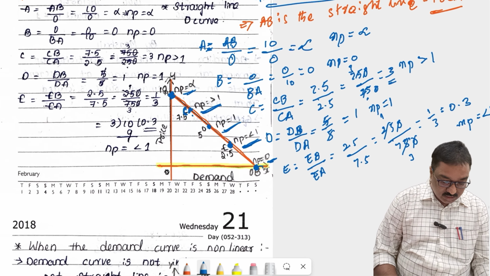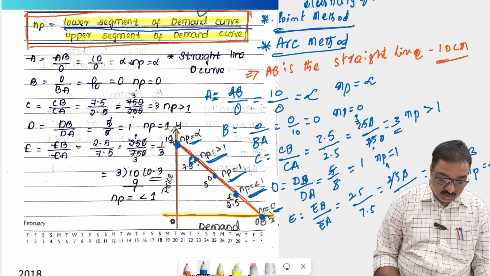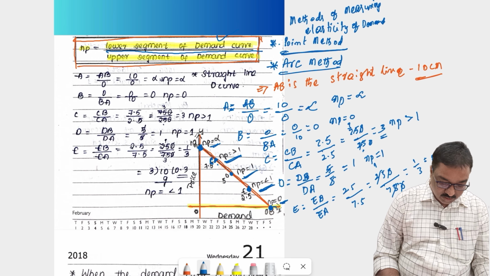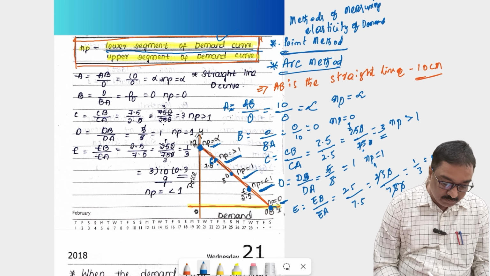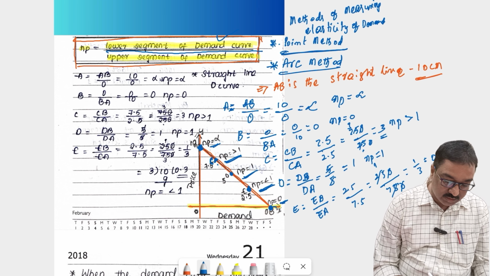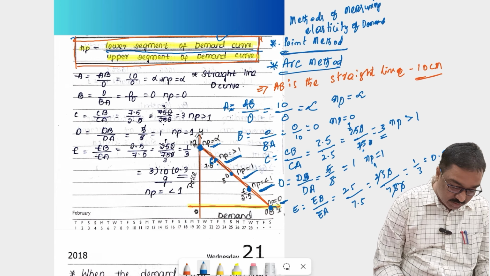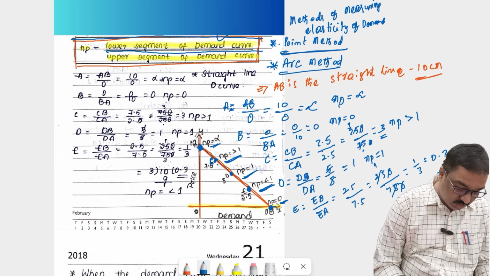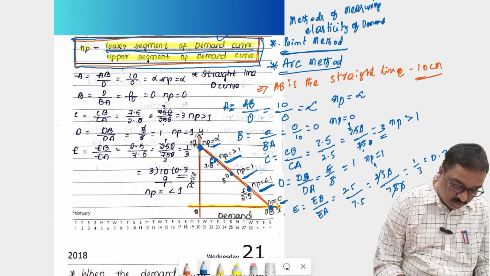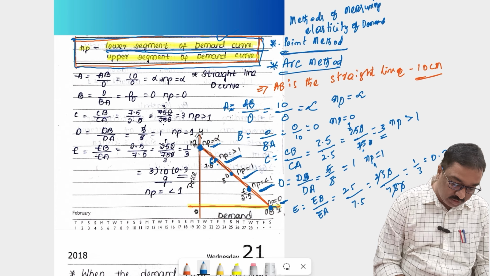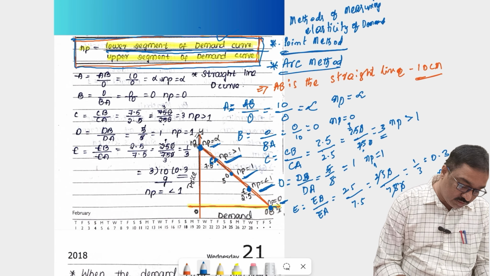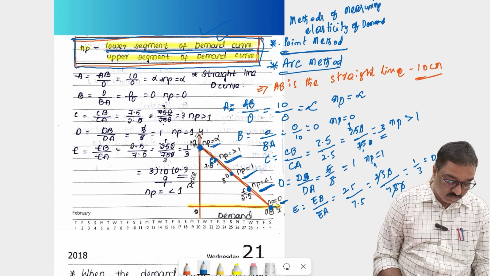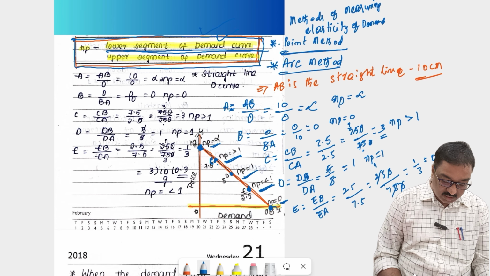So this is called the point method. Do you understand this point method? Before going to measuring the elasticity of demand, the first method is the point method. NP is equal to the lower segment of the demand curve by the upper segment of the demand curve. This is the important formula. According to that, we can easily draw that.